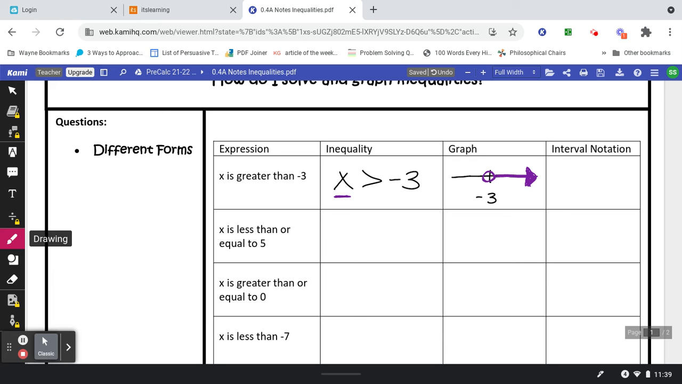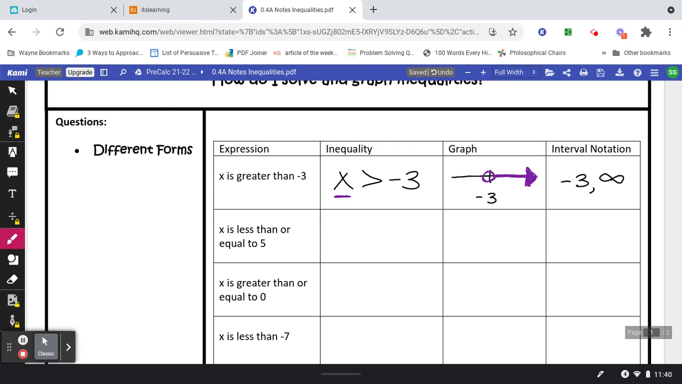And then next one we have is something called interval notation. Interval notation, we did a little bit in Algebra 2. It's like saying you're going from here to here. So for this graph, we're going from -3, and it looks like that line is going to go on forever. In math, we would call that infinity.